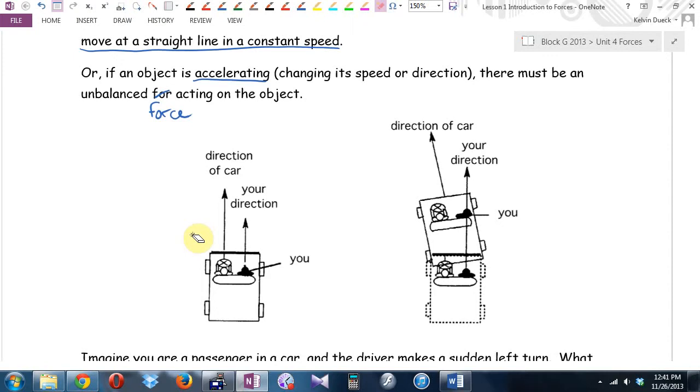That was not what was happening. The girl was continuing in a straight line. The car was actually rotating underneath her, because Newton's first law, inertia, says she wants to keep going in a straight line. And because she was sitting on a really, really slick seat, there was no way to apply force on her.